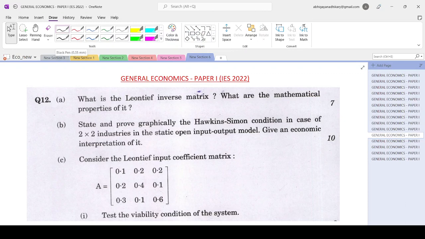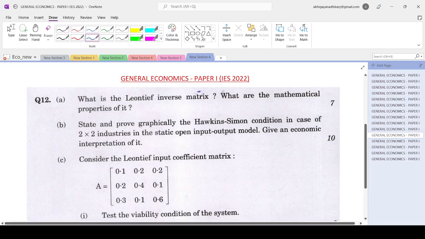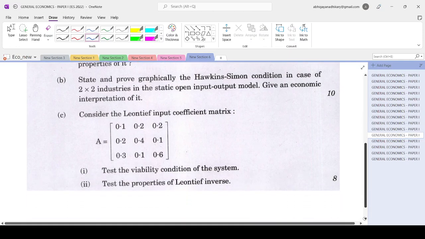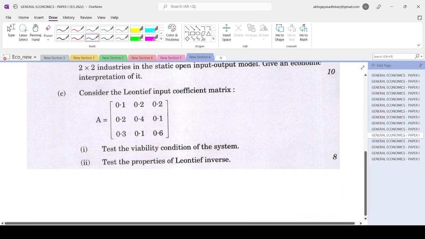And today we are looking at General Economics Paper 1 of IES 2022, question number 12, part A of the problem at first. So the question is, what is the Leontief inverse matrix and what are the mathematical properties of it? Okay, so basically now we need to go for the input output analysis. All right.